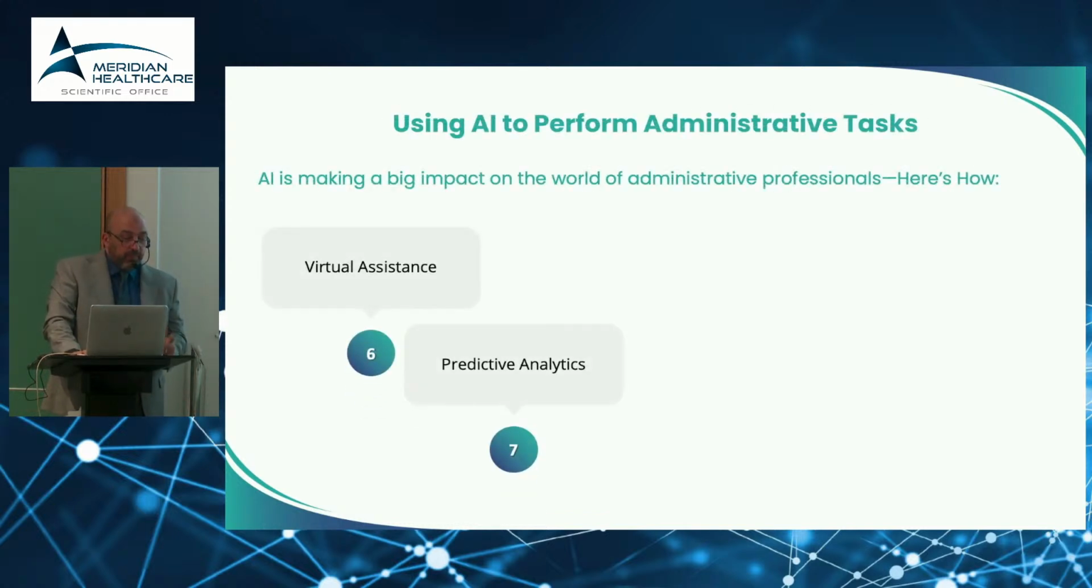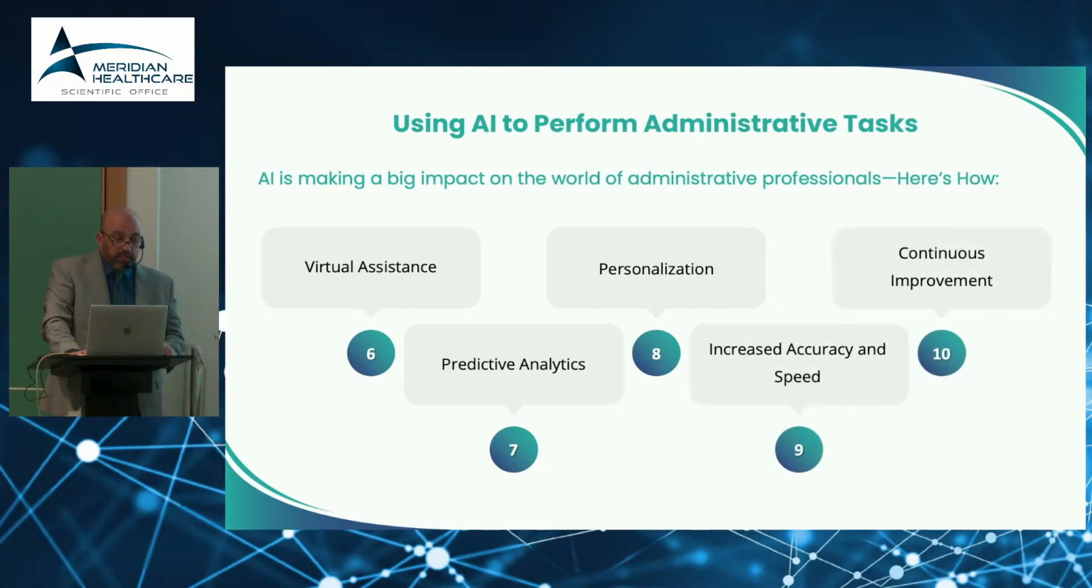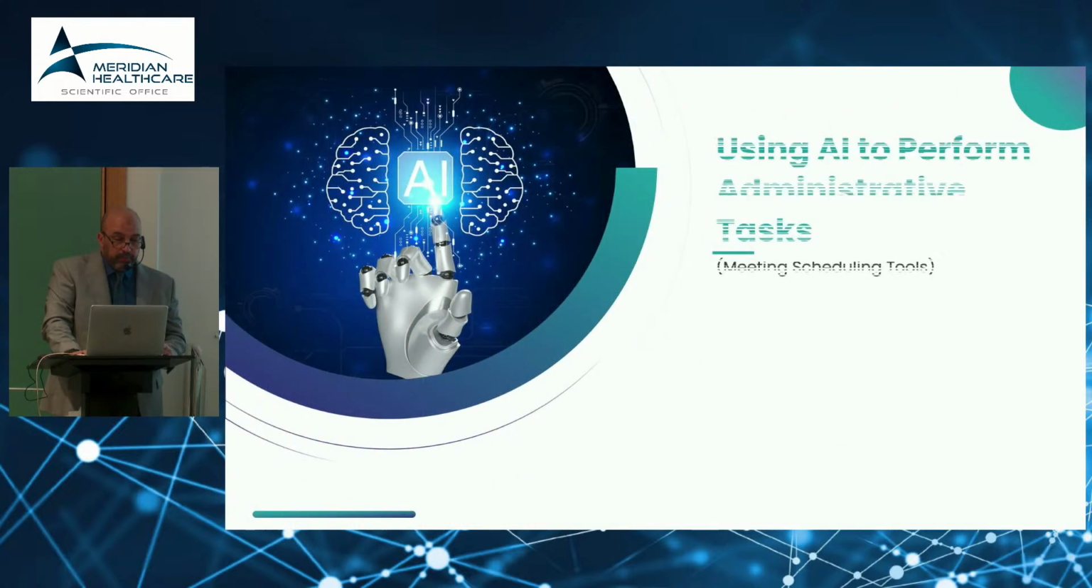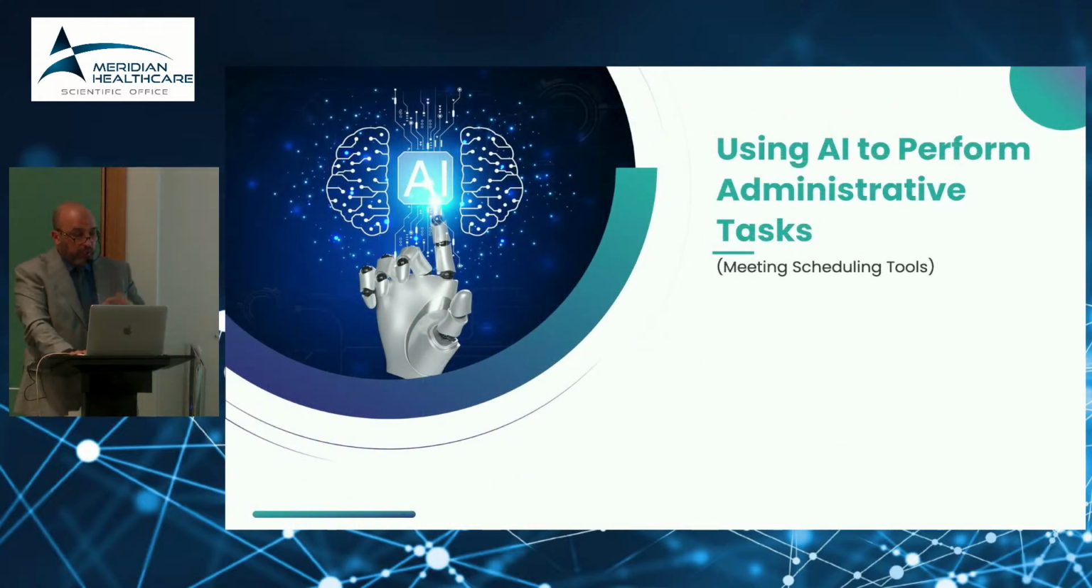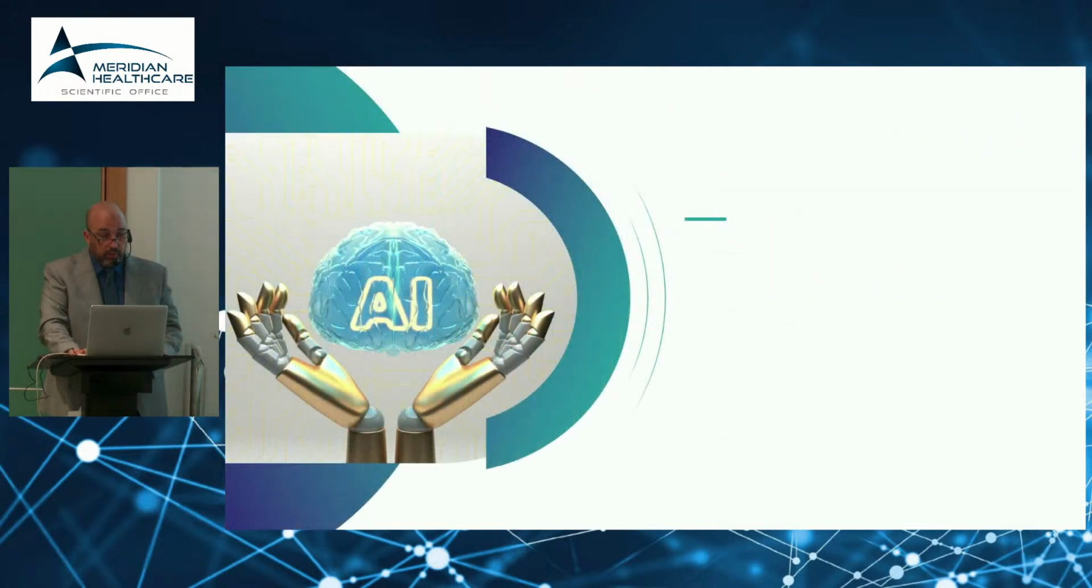Virtual assistants, predictive analysis, as we mentioned in medicine, personalization either for medicine or for education, increased accuracy and speed, continuous improvement. So I'll just go through some applications and we'll focus on one of them. There are some applications which could be used for meeting and scheduling tools like Otter, Supernormal, Fireflies, and Calendly. This is specific for meeting scheduling, but using AI. Okay.